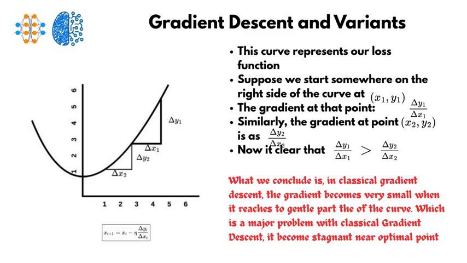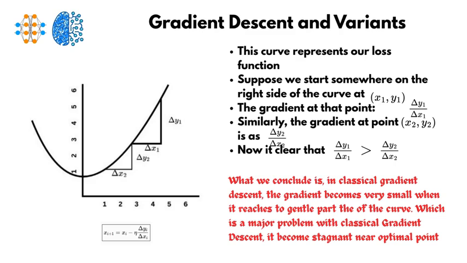Now consider another point x2, y2, which is closer to the minimum. Here the curve is flatter, so the gradient becomes delta y2 divided by delta x2. From the figure, we can clearly see that delta y1 divided by delta x1 is greater than delta y2 divided by delta x2. In other words, as we move towards the flatter region of the loss curve, the magnitude of the gradient becomes smaller.